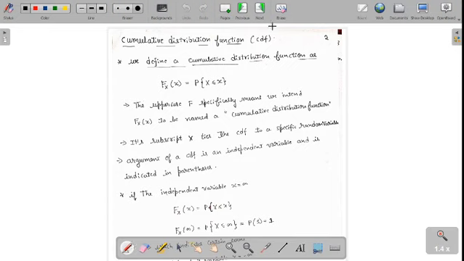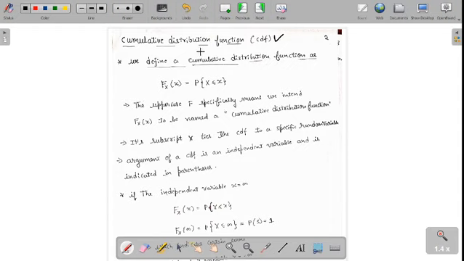So the next topic would be your cumulative distribution function. First, you should know what is meant by a random variable. Once you know what a random variable is, the next thing is you need to find out the cumulative distributive function. So what is your cumulative distributive function?